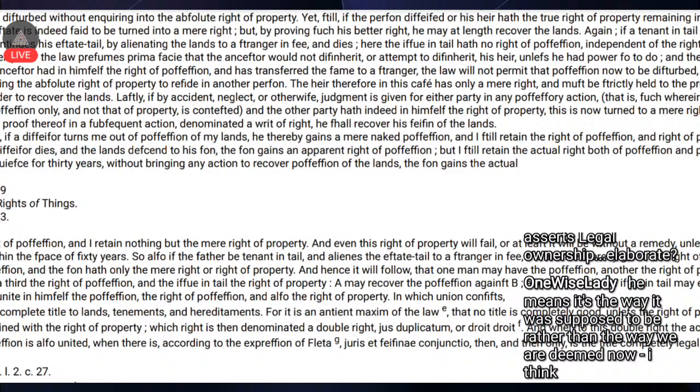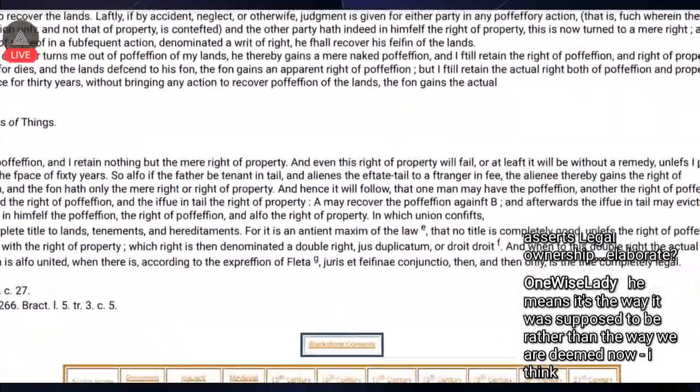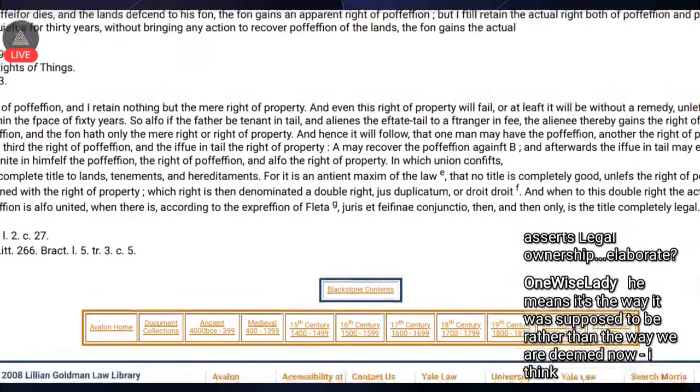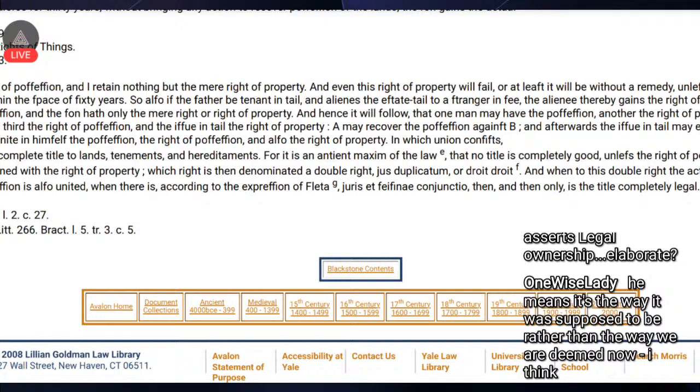Thus, if a deceasor turns me out of possession of my lands, he thereby gains a mere naked possession, and I still retain the right of possession and the right of property. If the deceasor dies, and the lands descend to his son, the son gains an apparent right of possession, but I still retain the actual right of possession and property. If I acquiesce for 30 years without bringing an action to recover possession of the lands, the son gains the actual right of possession, and I retain nothing but the mere right of property. And even this right of property will fail, or at least it will be without a remedy, unless I pursue it within the space of 60 years.